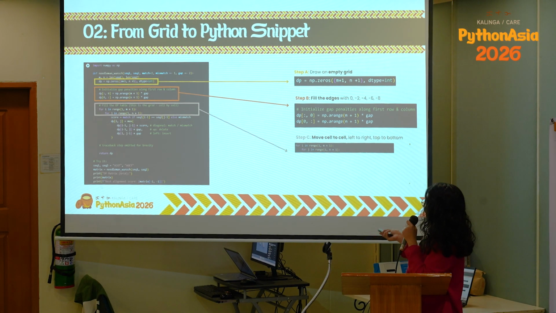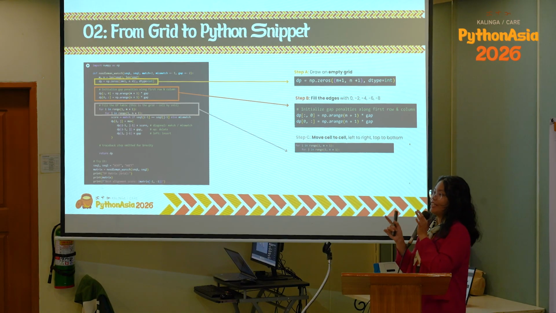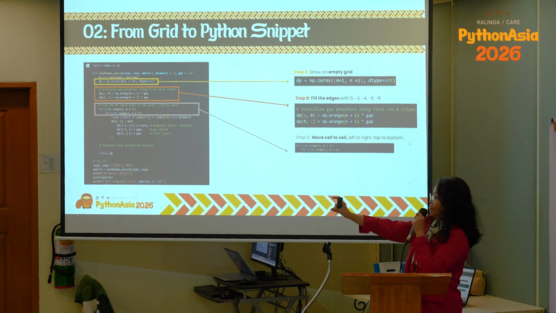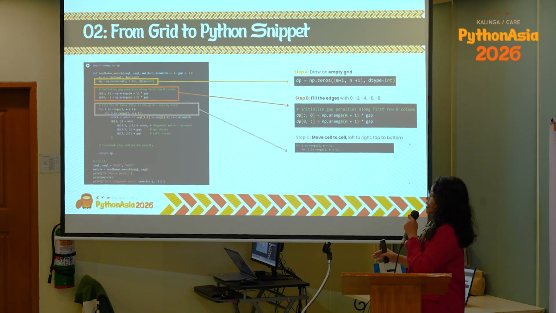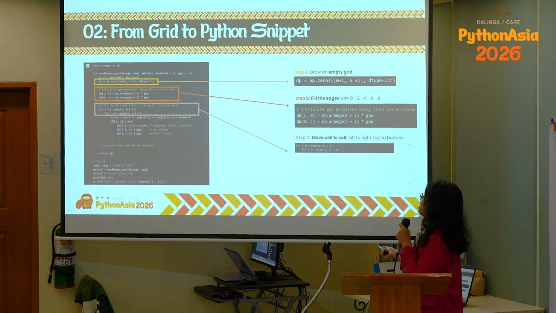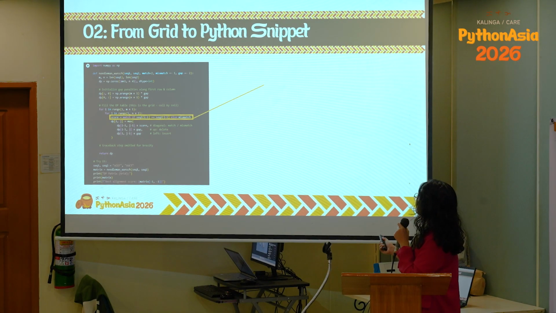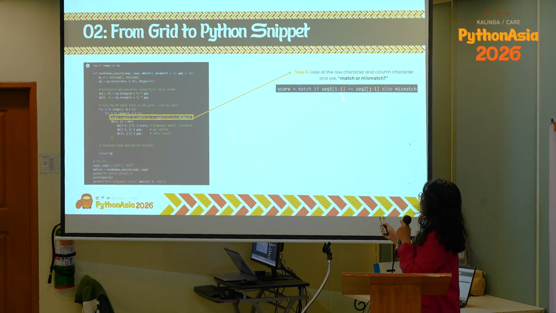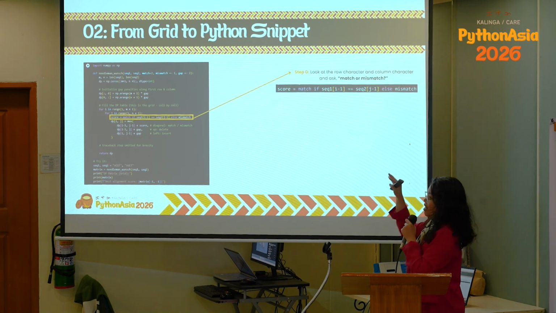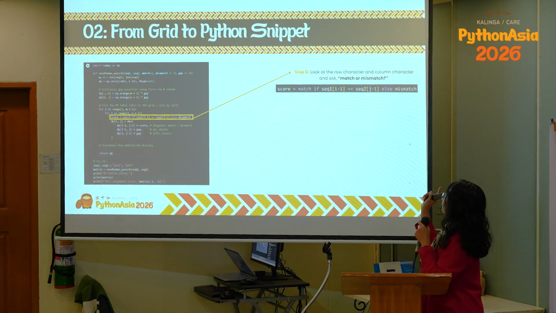You're going to move cell to cell because I've taught you earlier that we are moving from left to right, then top to bottom, right? We have to solve it cell to cell. That's just how it works here. And then in this part, we are questioning if the row character and the column character is a match or mismatch. This is what we've done earlier. Now we are comparing the row character to the column character.